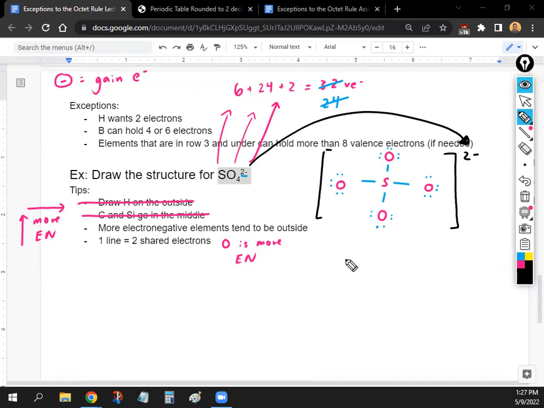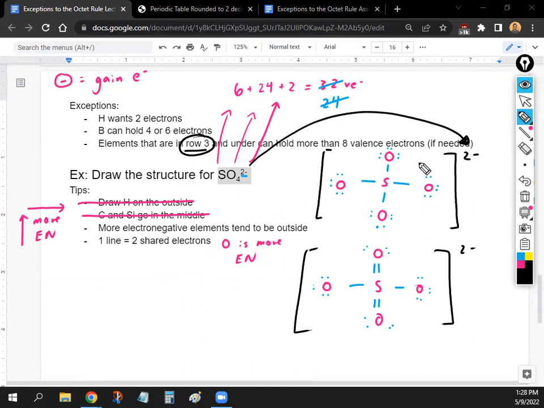Now, before I let you guys go, I do want to mention that this is just one way to do it, because if you remember, S is in row 3, right? So S can actually hold more than 8. So you can draw this picture differently. You can put S in the middle and make a double bond with 1 of the oxygens or 2 of the oxygens. And if you do that, you can still create the same structure while maintaining the rules, because S can hold more than 8. You don't have to do this, but this is another way to draw SO4 2-. Because if you look at this, S has 2, 4, 6, 8, 10, 12. But since it's in row 3, it can hold more than 8. So that works as well.